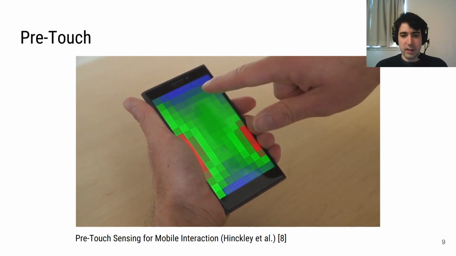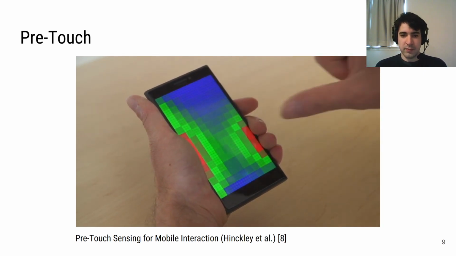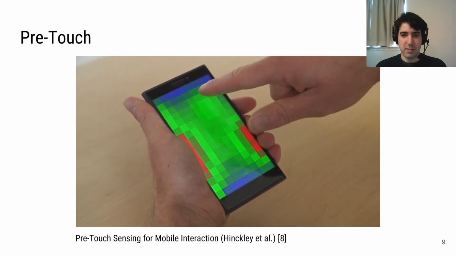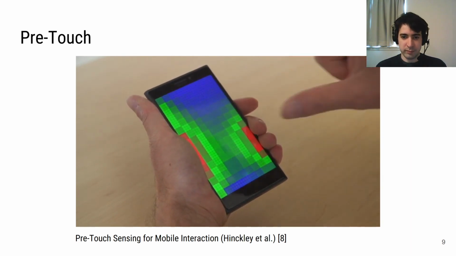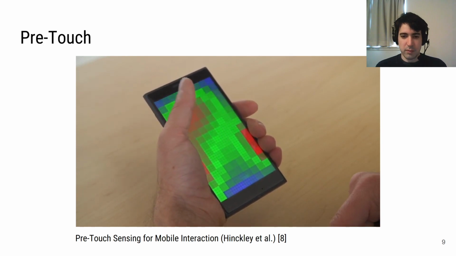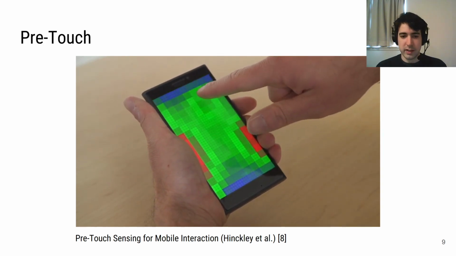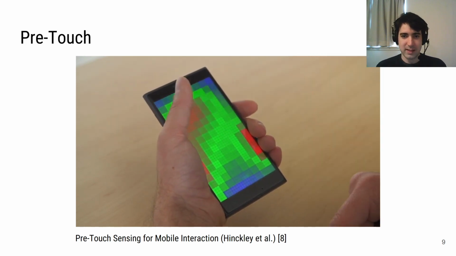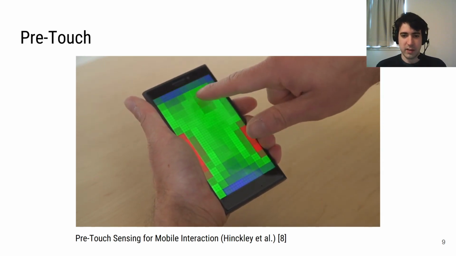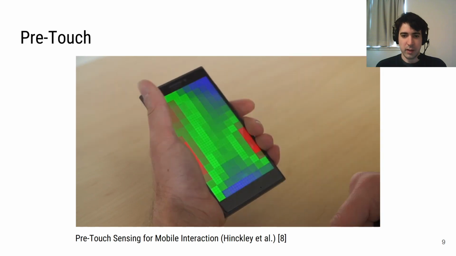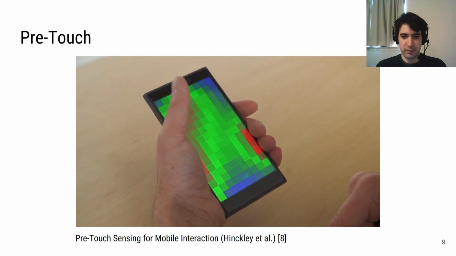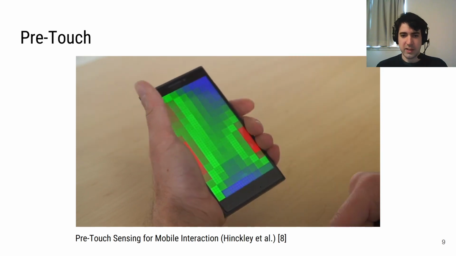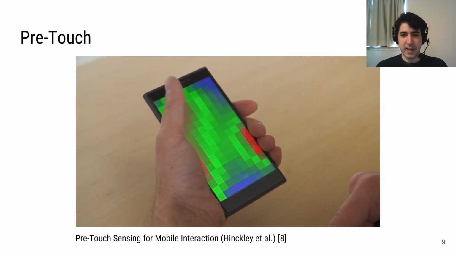Pre-touch is a capability of touchscreen devices that allows it to detect the position of your finger before you actually make contact with the screen. This video is from work by Hinckley and colleagues called Pre-touch Sensing for Mobile Interaction. They used a self-capacitance touchscreen to be able to detect the finger position roughly before you are actually touching the screen. In our work, our hope is to use this idea of pre-touch and bring it to authentication techniques.